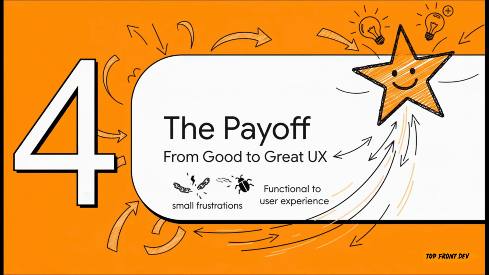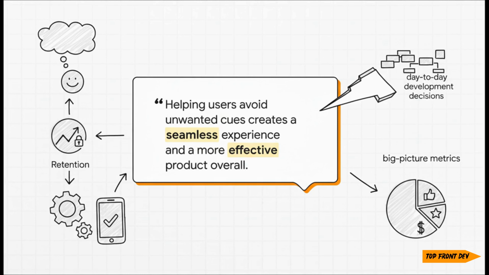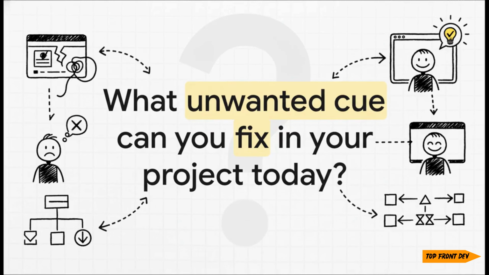So we've walked through how to identify and fix these unwanted cues. But what's the big picture here? What's the real payoff for doing all this? Well, fixing these small frustrations isn't just about squashing bugs. It's about elevating the entire user experience from just good enough to truly great. And this is really why this matters so much. This framework directly connects your day-to-day coding decisions to the big picture metrics that define a product's success. A seamless experience means happier users, which means better retention, which means a product that actually works for the people it's built for.